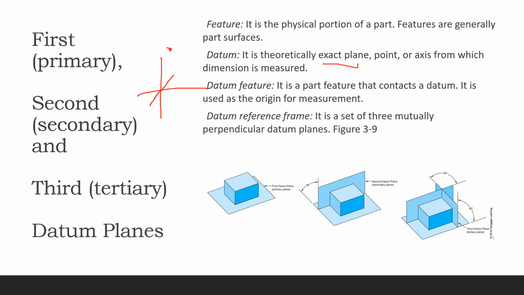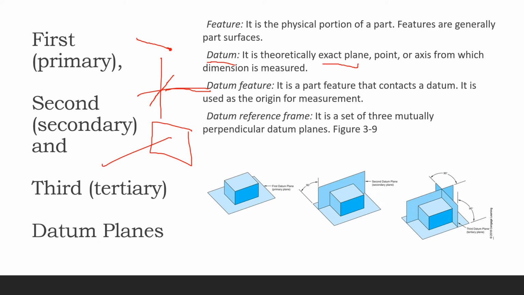Okay, from which a dimension is measured. You're going to measure and get a value. Every time we can measure from a plane, a point, or an axis. You're going to measure from here along that axis. You're going to measure here from this point. You're going to measure from that plane. So that's what we're talking about, and we call that a datum.